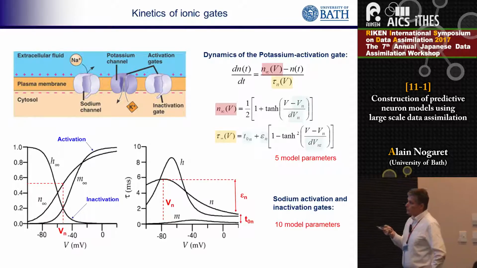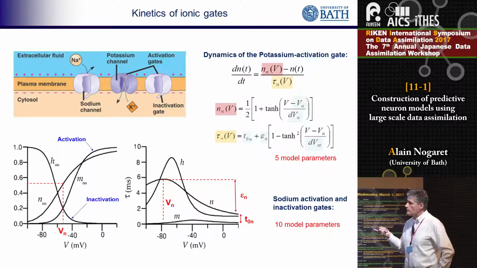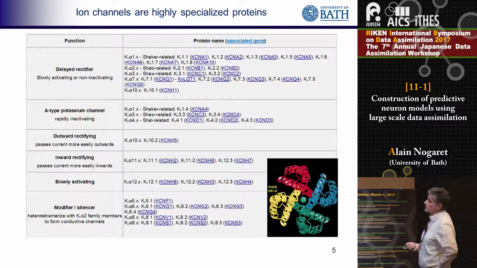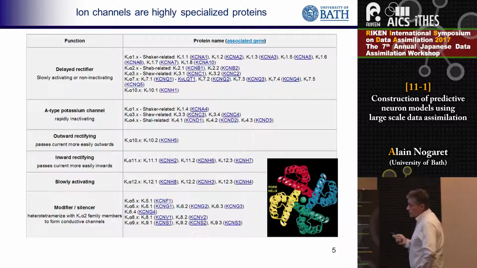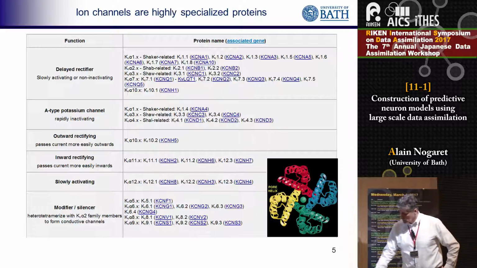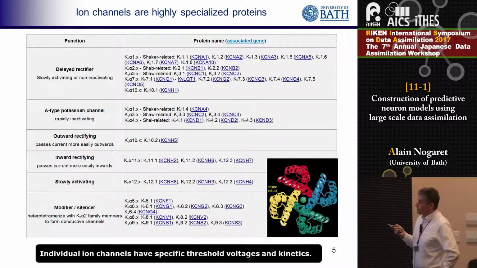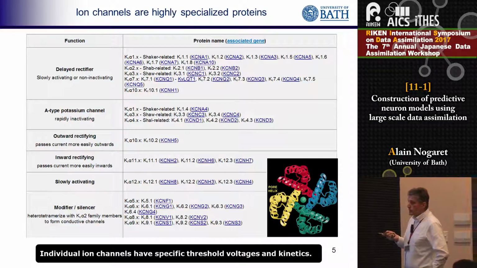Now, this is only for the potassium channel. For the sodium channel, you have two gates, therefore you have 5 plus 5, 10 model parameters. Unfortunately, life is quite complicated, and there is a wide range of ion channels. I've listed here a range of potassium channels, and each one is a protein which is coded by a gene, and each individual channel has specific threshold voltage and kinetics.